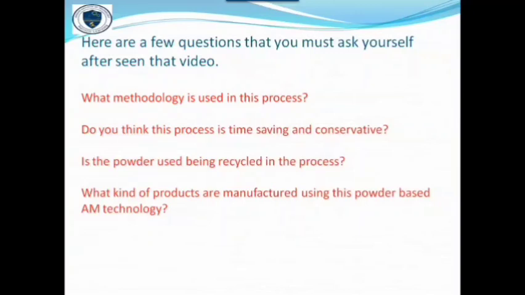The second question is: do you think the process is time saving and also conservative? It's just a question mark. Whatever the answer, we will consider and discuss it in the upcoming sessions when we meet again. Then, this is the powder used, and it is recycled in this process. Then at last, what kind of components, that is, what products are manufactured by using this powder based AM technology. These are the main fundamental questions based on this video.